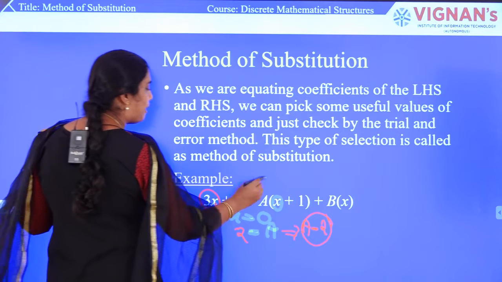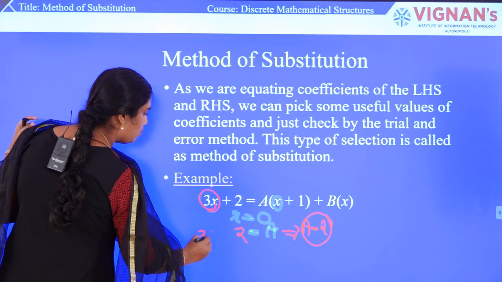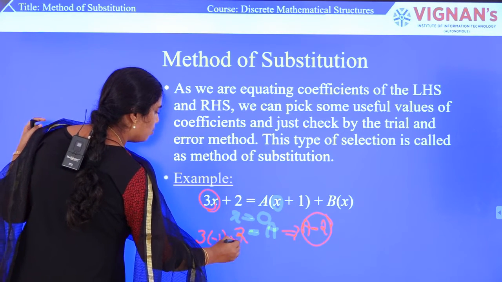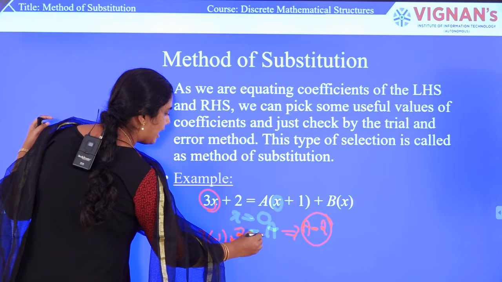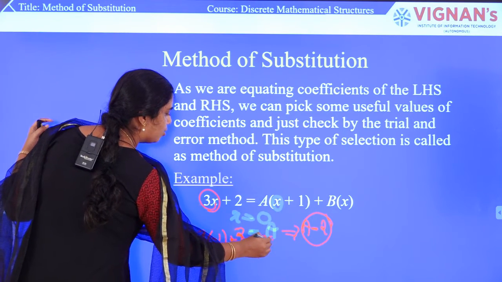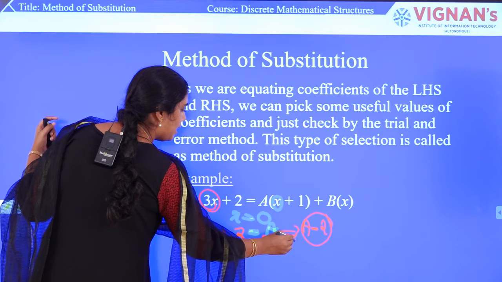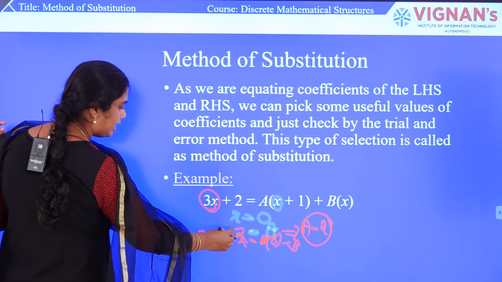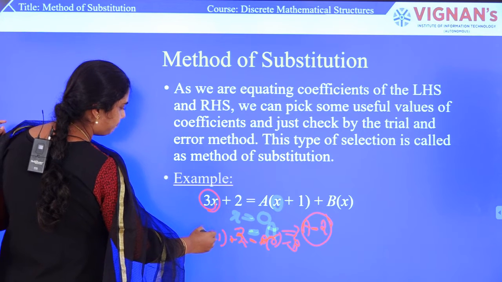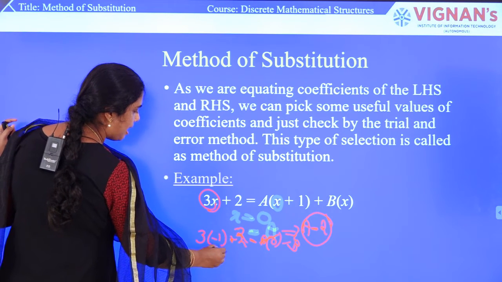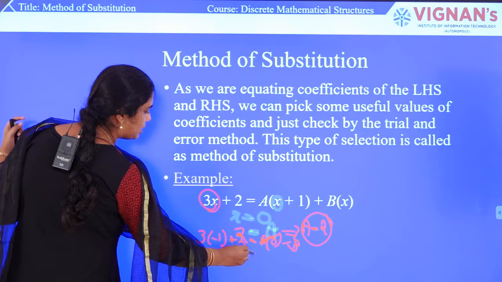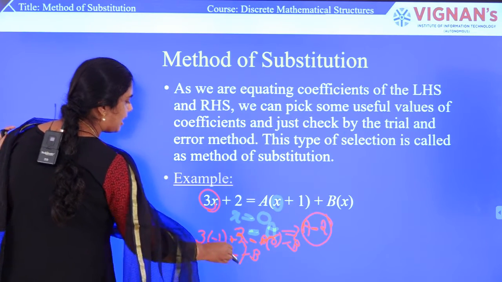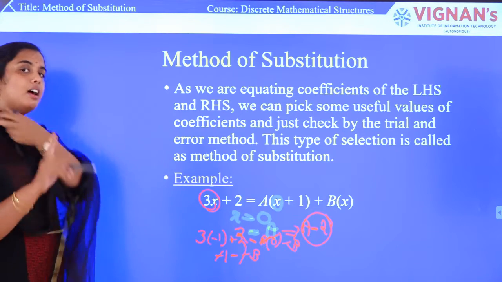Suppose you take x = -1. Then -3 into -1 plus 2 is equal to A into (-1 plus 1), which will be 0, so 0 will be there, and here it will be minus B. Here A will be cancelled. So what is the expression you are getting over here? Minus 3 plus 2, you will be getting minus 1. So here minus B is also minus 1, so minus minus will be cancelled. What is the value of B? You will be getting 1.